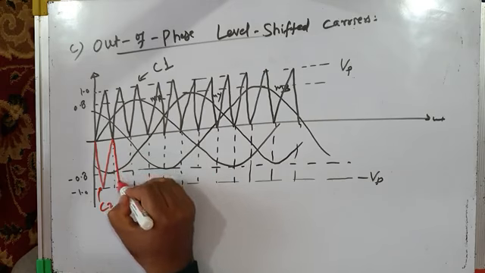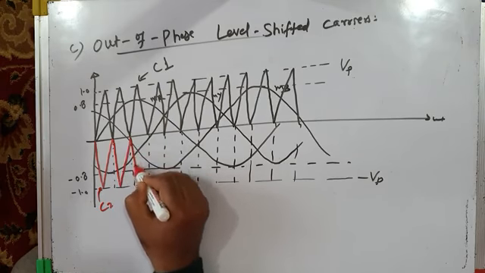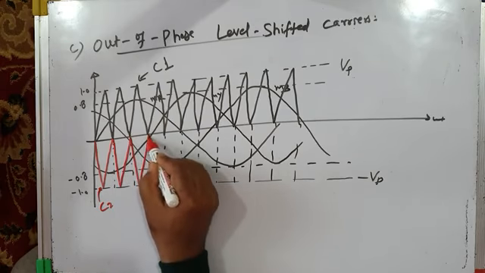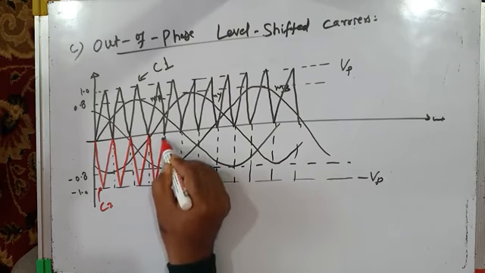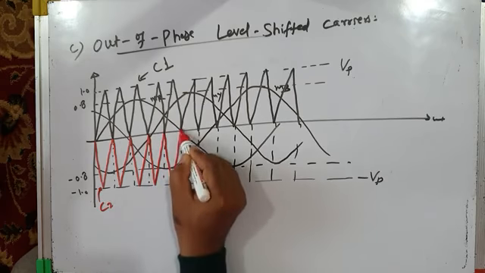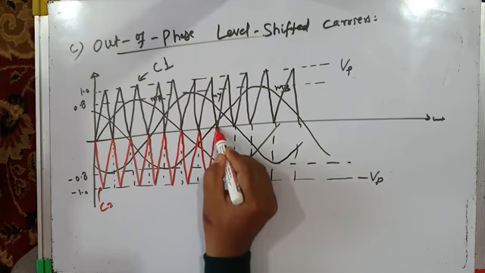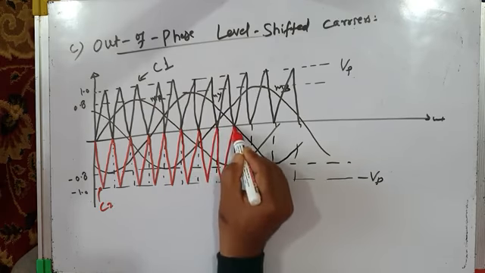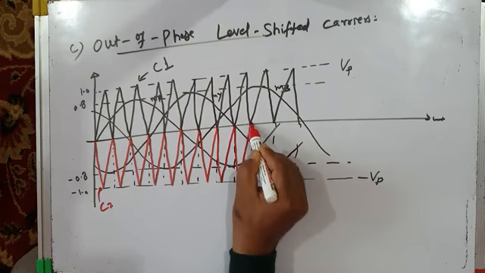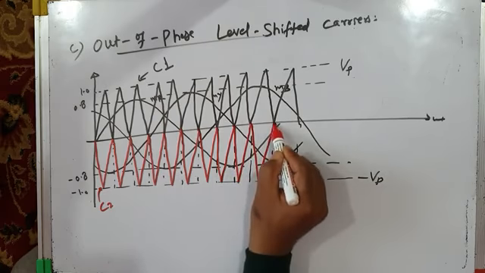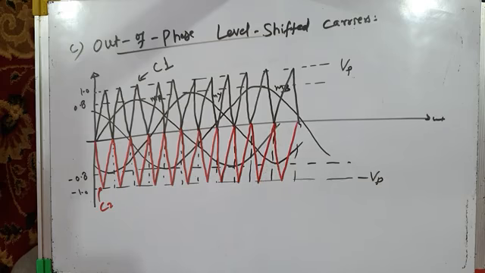So you can continue like this. The two carriers C1 and C2 are level shifted, and simultaneously they are out of phase with respect to each other. So you can continue drawing the carrier like this. I advise you that when you draw these carrier waveforms at your homes, use different color pens. Okay, so this is C1, C2.